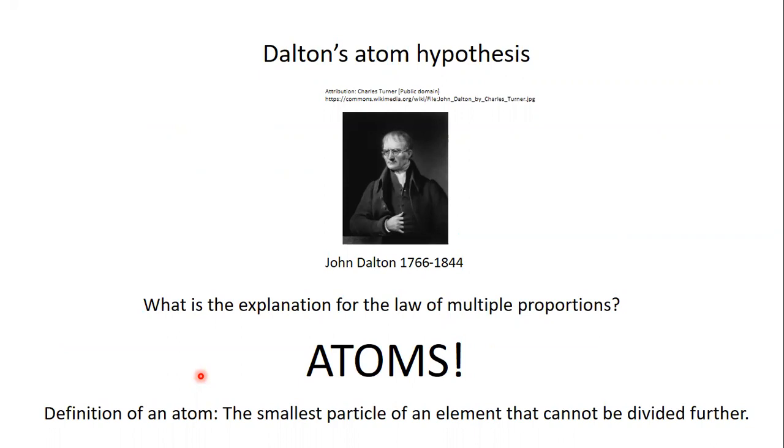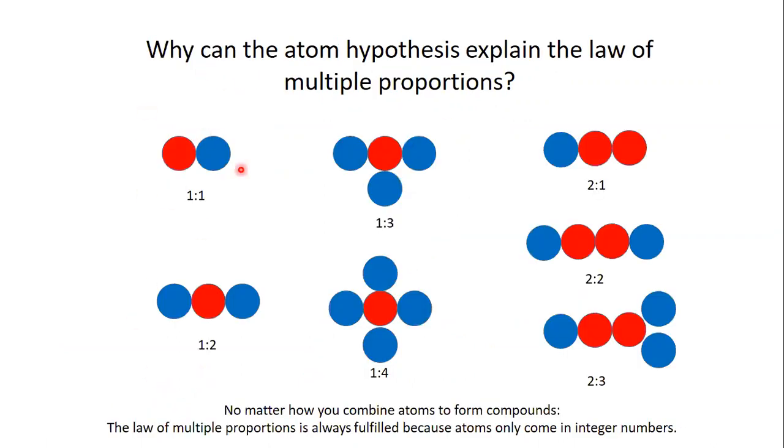All right, so here's just a very brief illustration of this principle. You can combine atoms of different elements in the ratio of 1 to 1, 1 to 2, 1 to 3, 1 to 4, for instance. But you can, of course, also think of other ratios like 2 to 1, 2 to 2, or 2 to 3. And of course, there are many other possibilities.